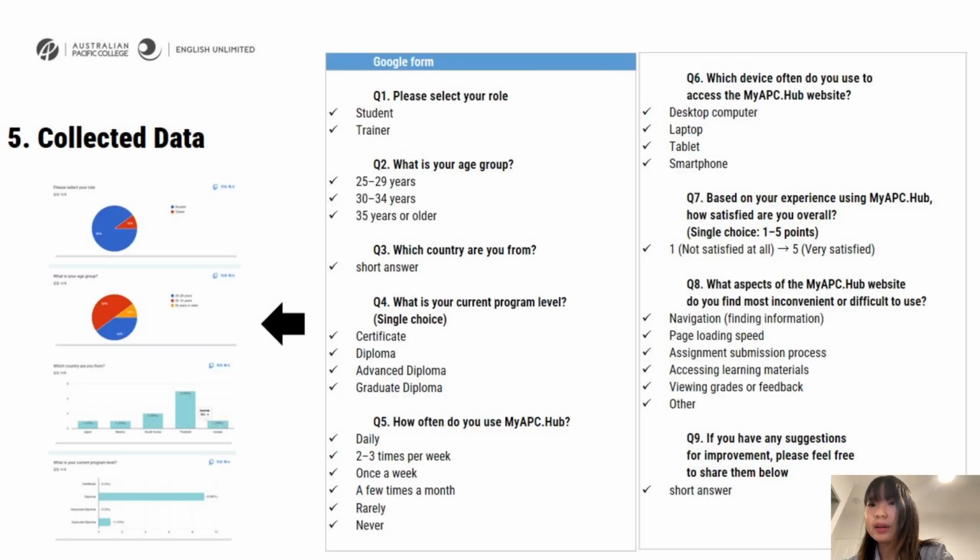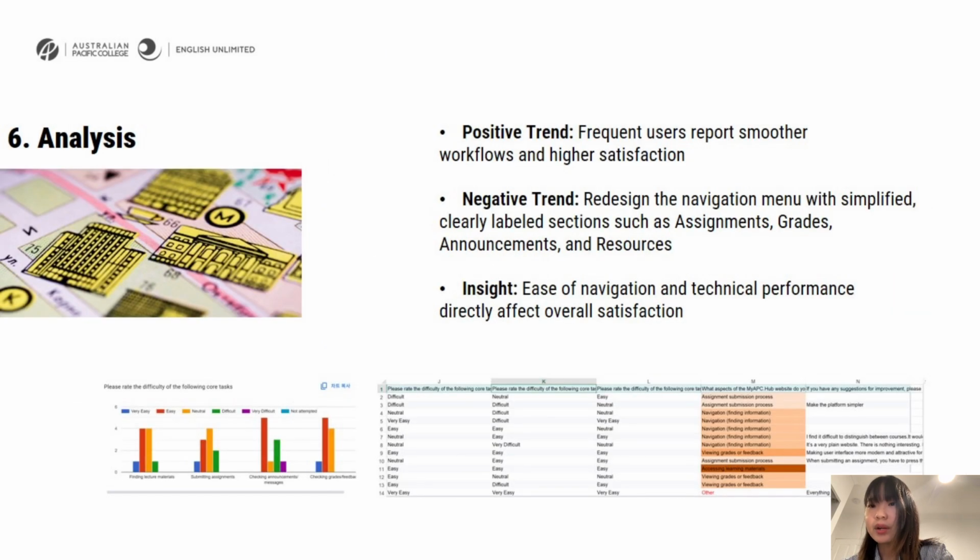From the data, I found two key insights. The positive trend was that frequent users reported a smoother workflow and higher satisfaction. This showed that familiarity and repeat use increase usability. The negative trend was the navigation menu. Because all course buttons look similar, students struggled to enter the class they needed.